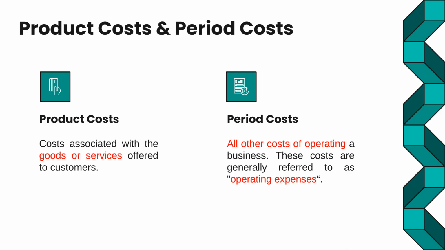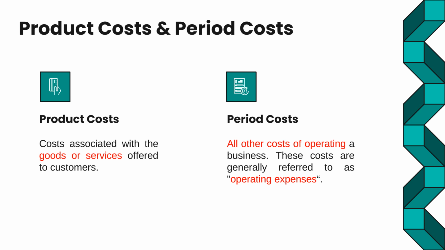Managers can't really effectively evaluate how they're doing unless they can quantify their costs of operating the business and really understand the nature of those costs. And we're going to introduce you to two new terms. The terms relative to understanding the cost of operating a business that we want to introduce are product costs and period costs. Product costs are the costs associated with our product, our goods or services offered to customers.